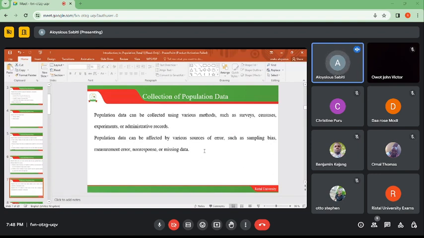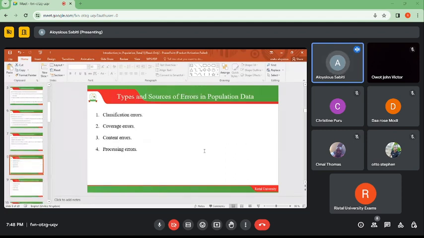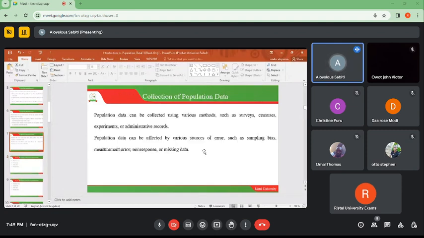So, having understood analysis, we also need to understand collection of population data. And population data can be collected using various methods, which we have definitely looked at. So this is just a brief of collection of population data. These are surveys, censuses, experiments, but also administrative records. And we know how surveys are often conducted using questionnaires and so forth, and all those other methods of data collection. So population data can be affected by various sources of error, such as sampling bias, measurement error, non-response, or missing data.